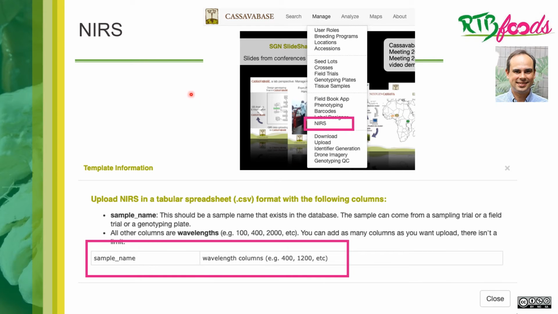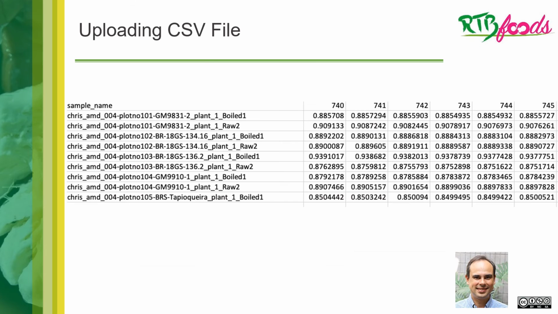And then to store NIRS data, you can go to Manage NIRS and find your template, and what you need is a tissue sample name or sample name here and the wavelengths. I'm showing a file with tissue sample names and wavelengths and some spectrum data. The file must be in CSV format. That's very important.